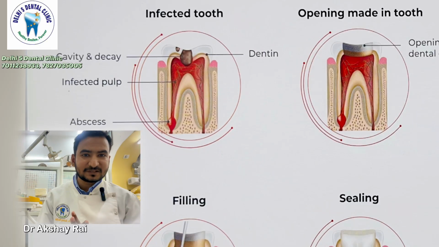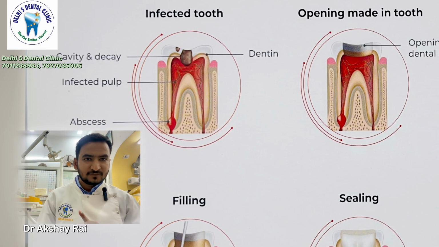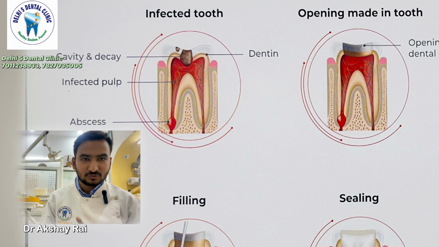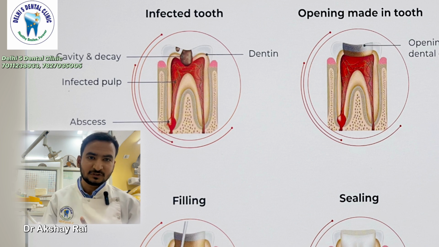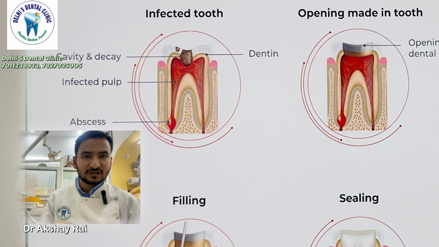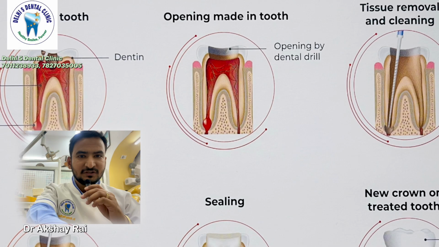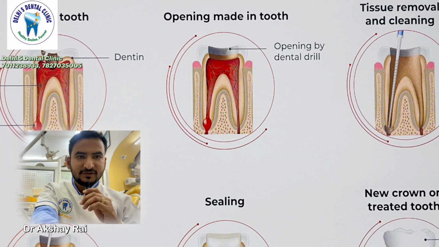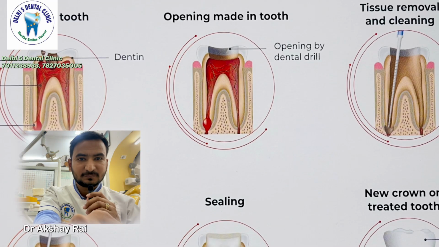So what are the steps of root canal treatment? First step, we have the infected tooth. You can see in the picture below. The infected tooth has cavity and decay, which starts from the enamel, the white layer, then the yellow layer, then the red layer, which is the infected pulp. When the pulp is infected, abscess formation starts. So our first step will be an opening made in the tooth with a dental drill. In this, we first open the pulp chamber.